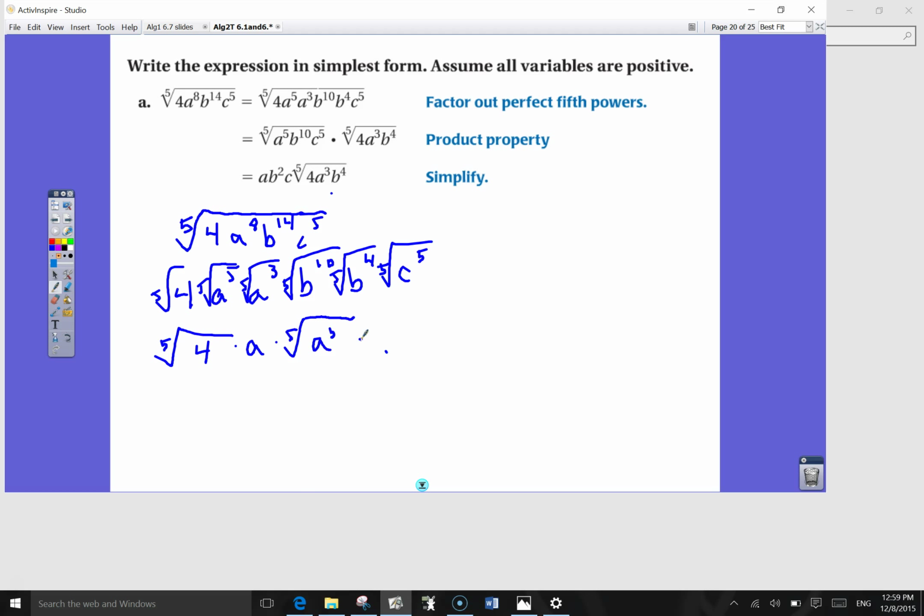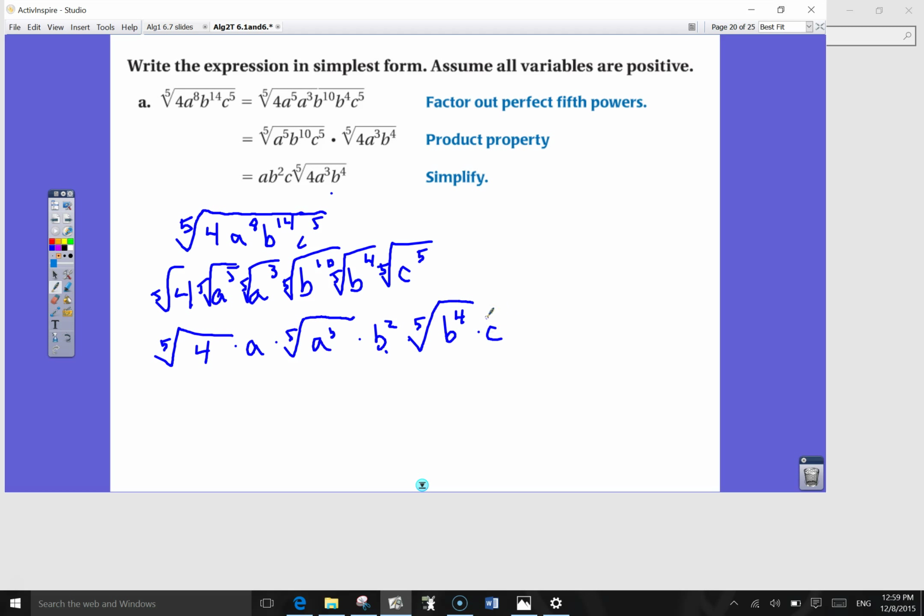The 5th root of b to the 10th. 10 divided by 5 is 2, so I got that one: b squared. The 5th root of b to the 4th. And then finally, the 5th root of c to the 5th, which is just c.